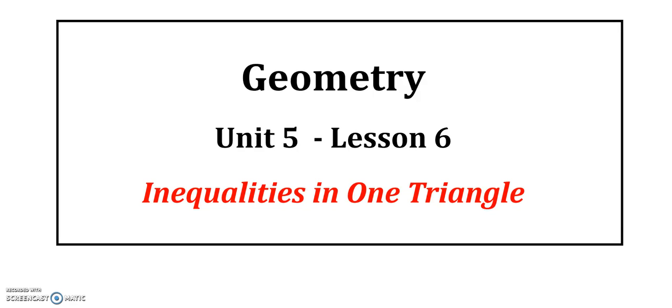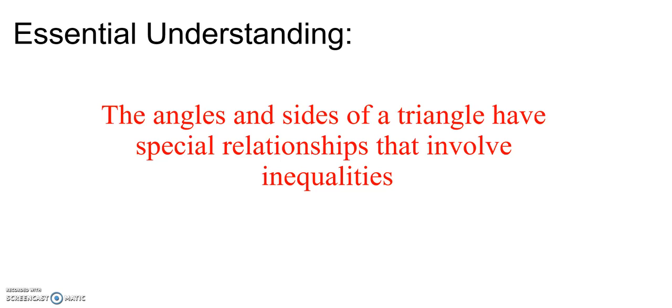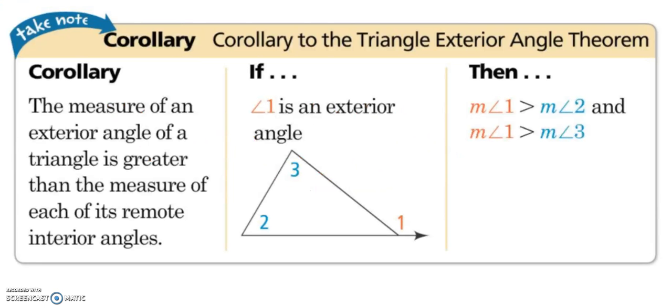Coming at you with Unit 5, Lesson 6, Inequalities in One Triangle. Our central question is, how do you solve problems that involve measurements of a triangle? And our objective is to use inequalities involving angles and sides of a triangle. Our essential understanding is that the angles and sides of a triangle have special relationships that involve inequalities.